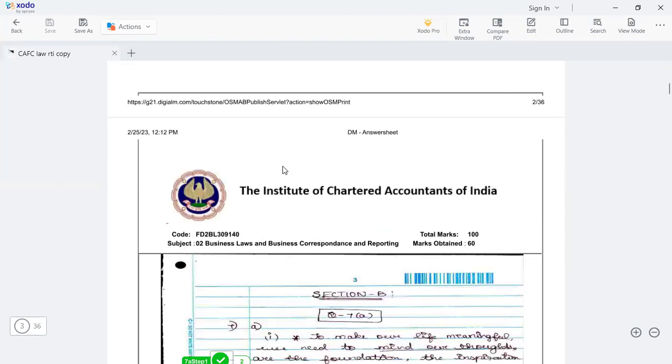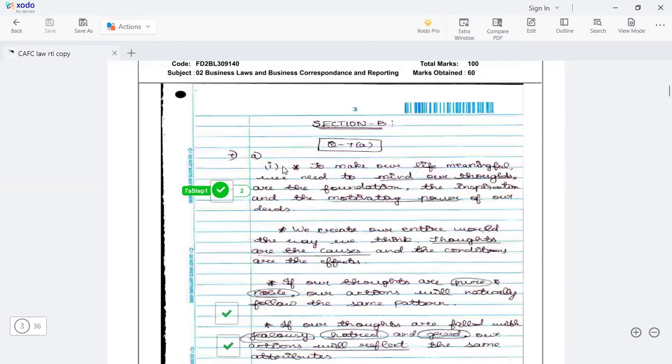So this student has started from business correspondence and reporting. They might have good knowledge of it, so they started from section B. Any section you can start with, no issues. You can start with section B, but you have to write the entire section B in one place. Then you go to section A.